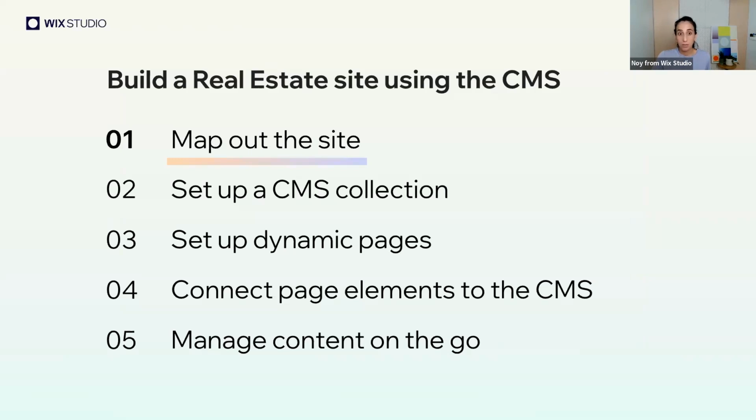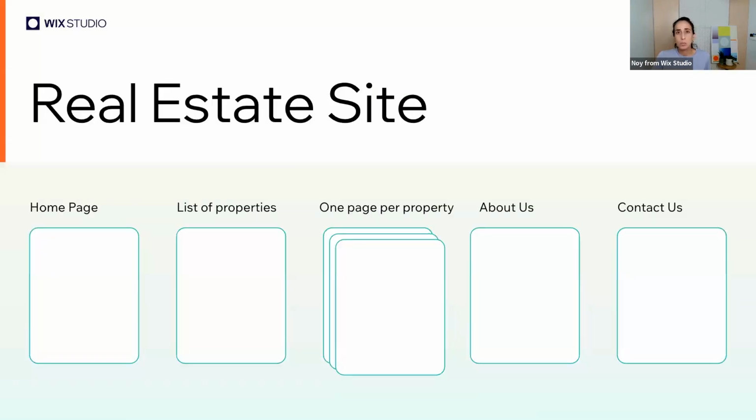So just for the map, let's align what pages we will have in that site. We will have the home page. We will have a page to list all the properties. We will have one page per property. We want to have an about page and a contact us page. This is the structure we're going to build today.